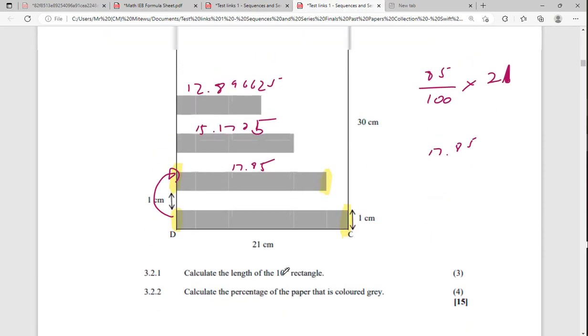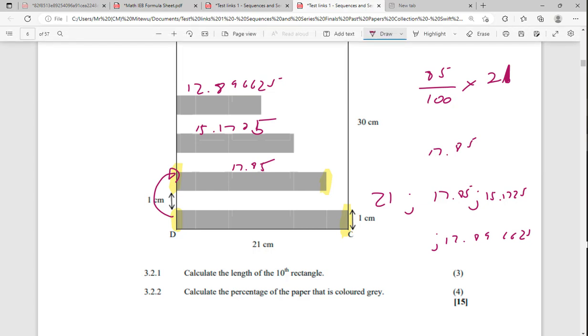Calculate the length of the 10th rectangle. The first rectangle is 21 centimeters in length. The subsequent rectangle is 17.85 in length. The next one is going to be 15.1725 in length, and should I write the next one? The next one is going to be 12.896625 in length. Now we're asked to calculate the length of the 10th triangle.